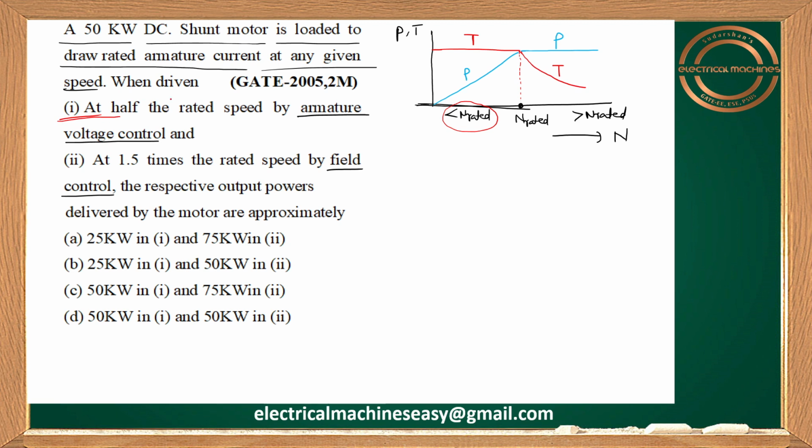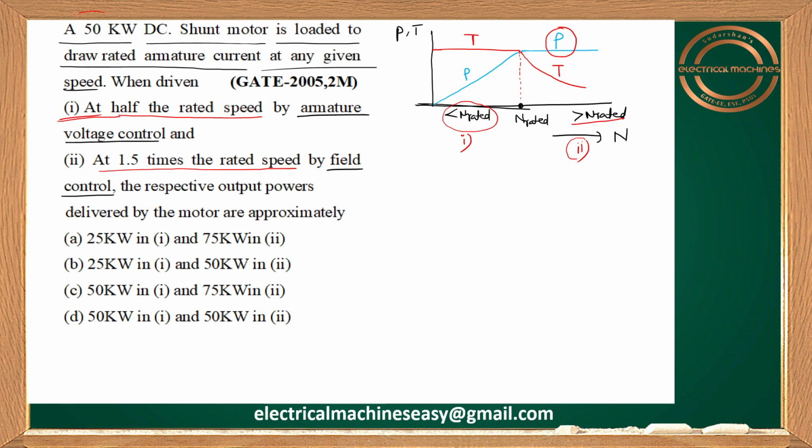Now what is being asked in this question? When driven at half of the rated speed, this is what I can call the first case. And the second case, at 1.5 times rated speed, means above rated speeds, greater than rated speed, nothing but the second case. The respective output powers delivered by the motor are approximately. It's very simple. In the second case, above rated speed, 1.5 times rated speed, whatever I'm getting by field control, the motor acts as constant power. So in the second case, your answer is the same constant power.